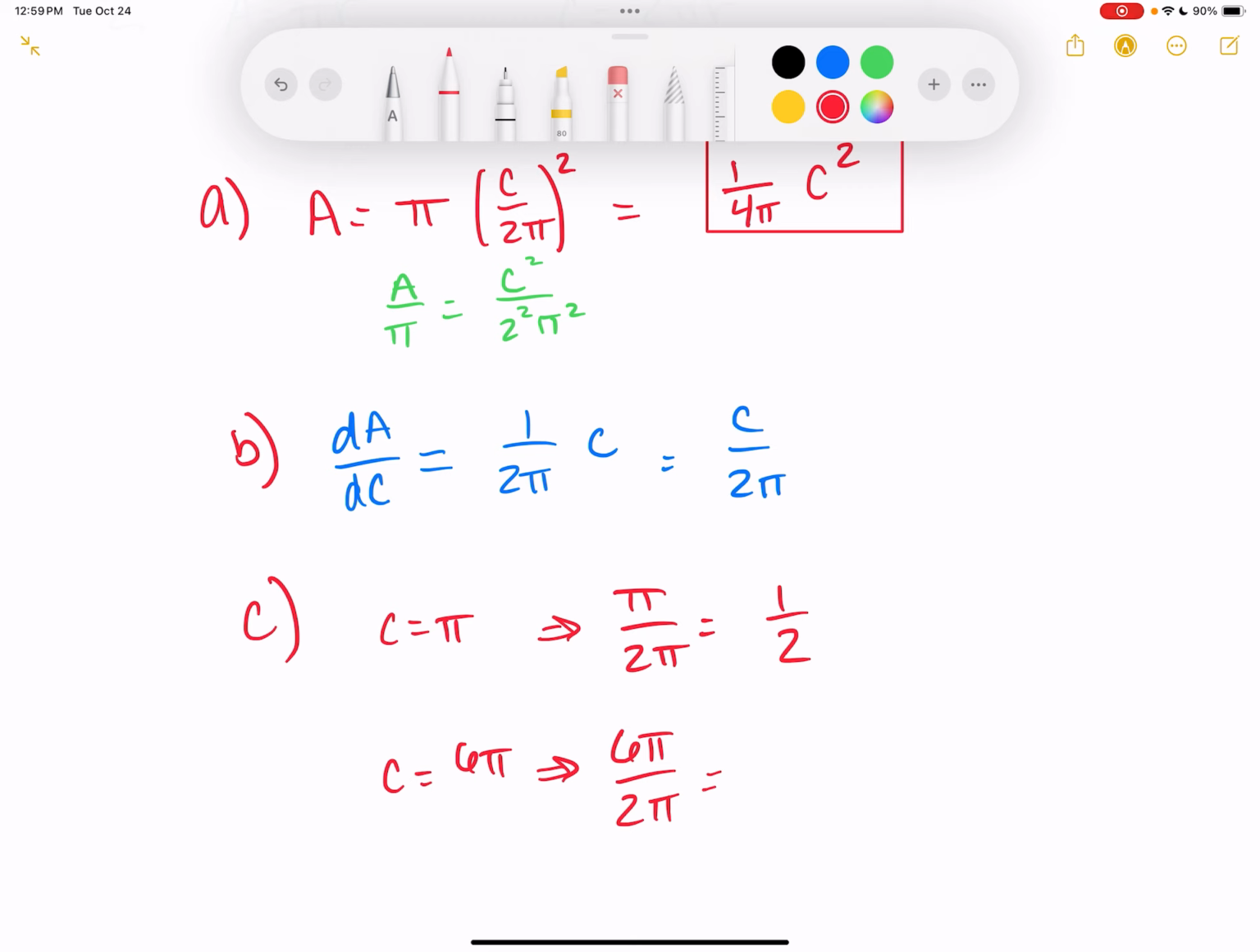Stop. I got it. 3 pi. Wait, 3. Oh my god! It's 3. Just 3. The pis cancel.